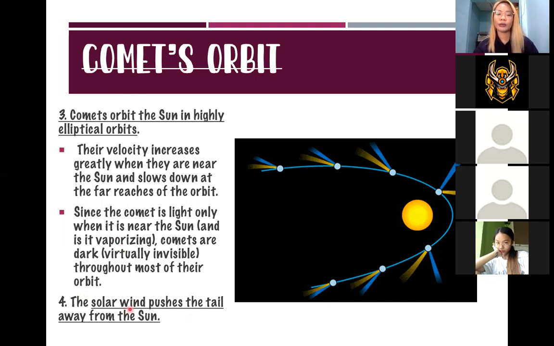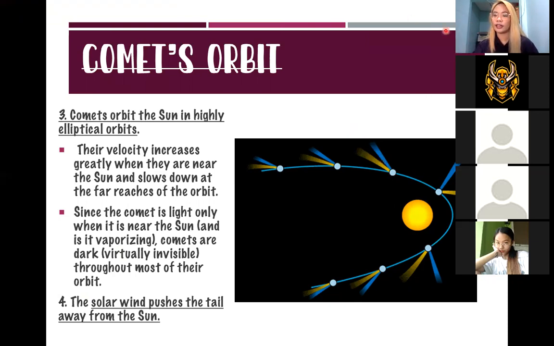Okay? And the solar wind pushes the tail away from the sun. So these are actually your comets. And you have to remember that a comet's tail is always facing away from the sun. Kasi nandito yung heat, the source of heat. So yung melting is always on the other side. And on top of that, there is a solar wind that pushes the melting ice in the opposite direction.